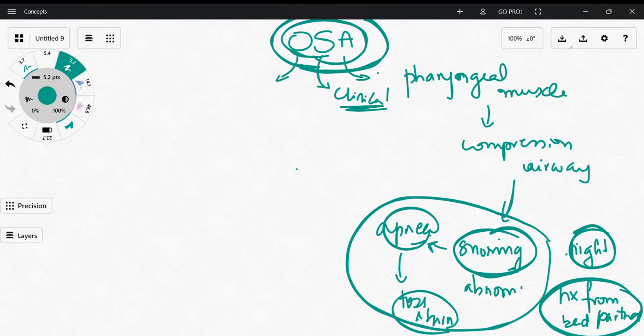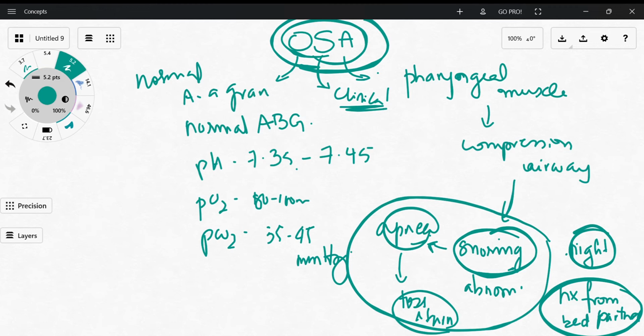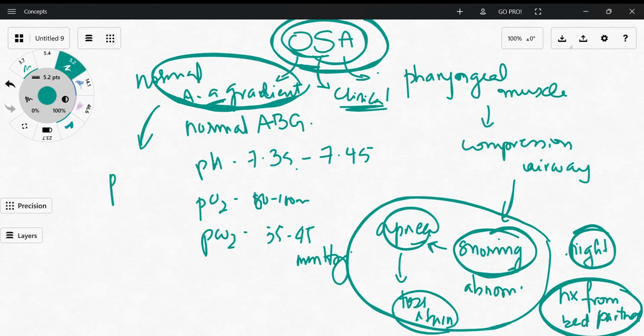The funny thing about OSA is that it's going to have a normal arterial blood gas, which is pH is normal, that is 7.35 to 7.45, and then PO2 is also going to be normal, which is like 80 to 100 mmHg, and PCO2 is also going to be normal, which is 35 to 45 mmHg, and it's also going to have a normal AA gradient. This is the gradient between the partial pressure of oxygen in the alveolus versus the pulmonary capillaries. So this is going to be normal.